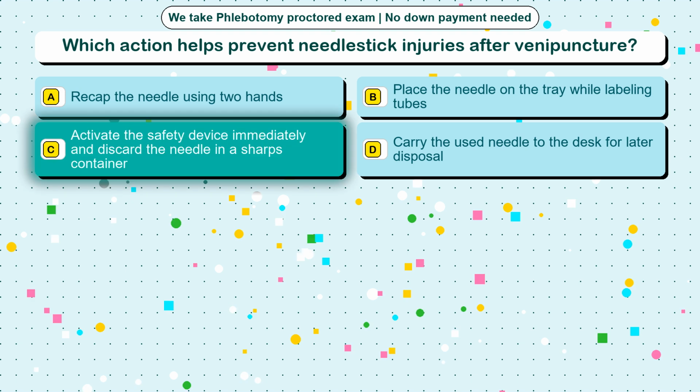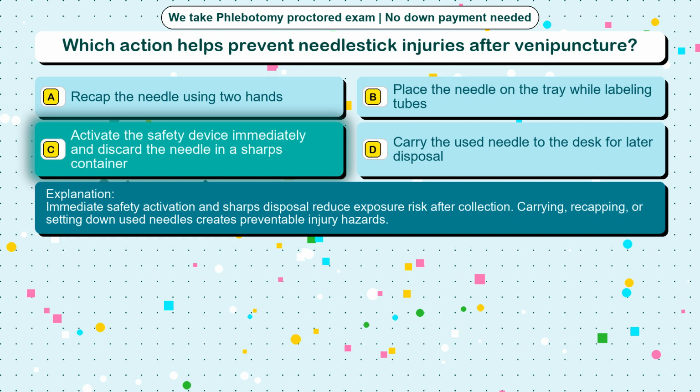The correct answer is option C, activate the safety device immediately and discard the needle in a sharps container. Immediate safety activation and sharps disposal reduce exposure risk after collection. Carrying, recapping, or setting down used needles creates preventable injury hazards.